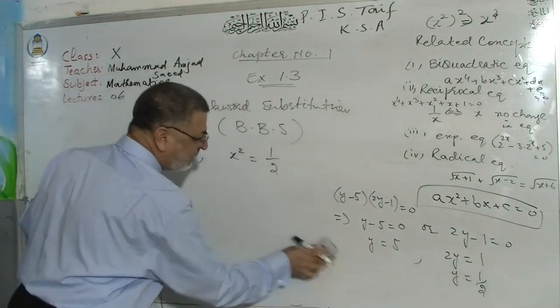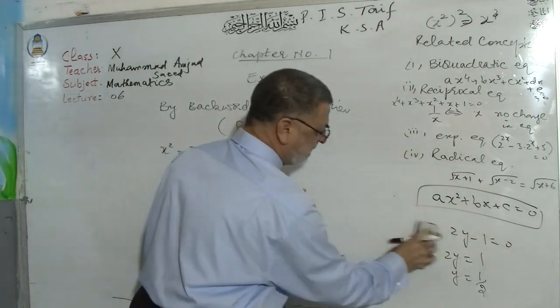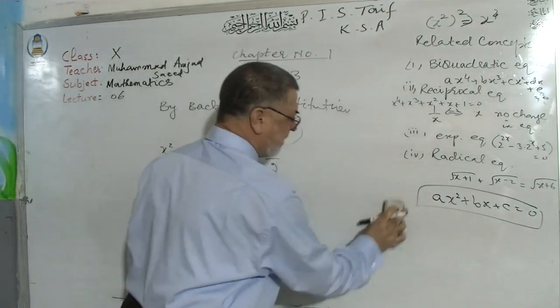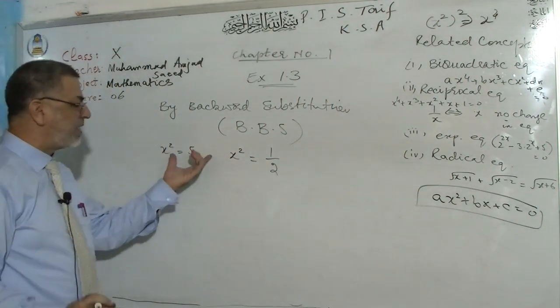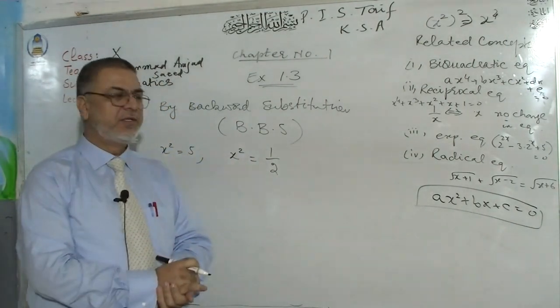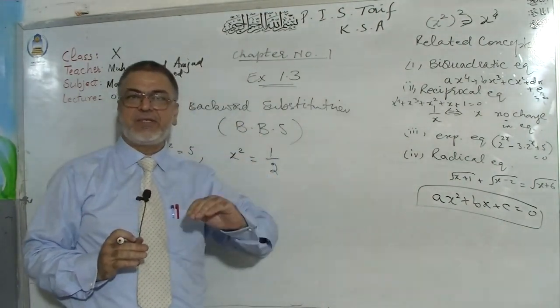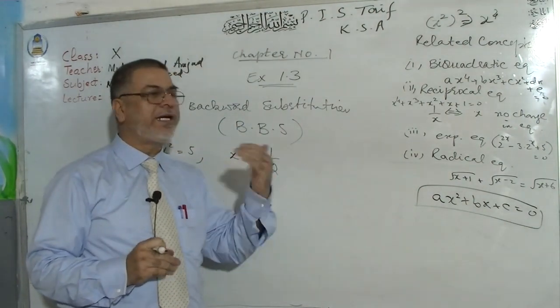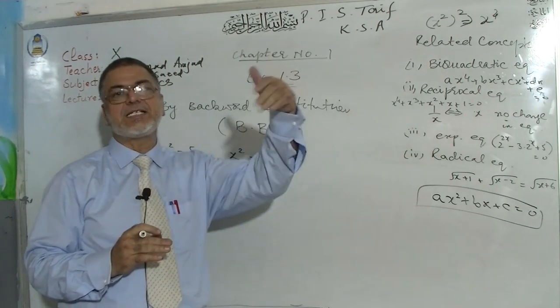Actually, you have to find the value of x, not the value of x square. So that's why you have to reduce the power. For reducing the power, what will you take? Square root. And I'm telling you, for reducing the power, take square root, and for increasing the power, take square.